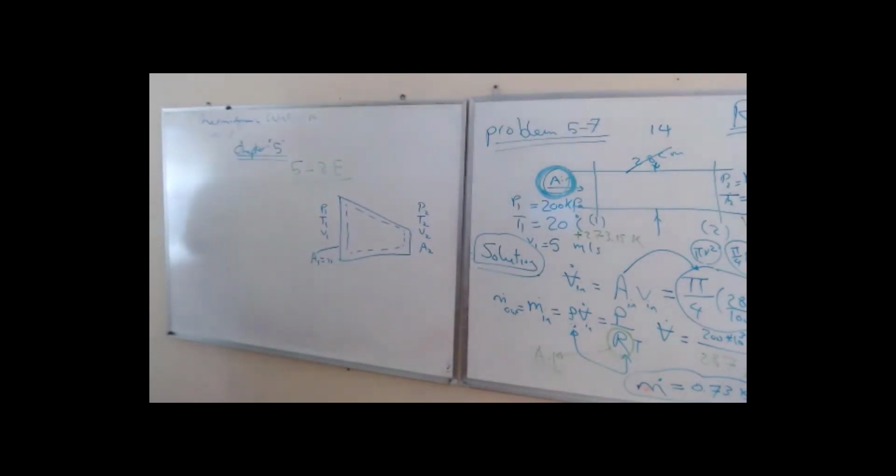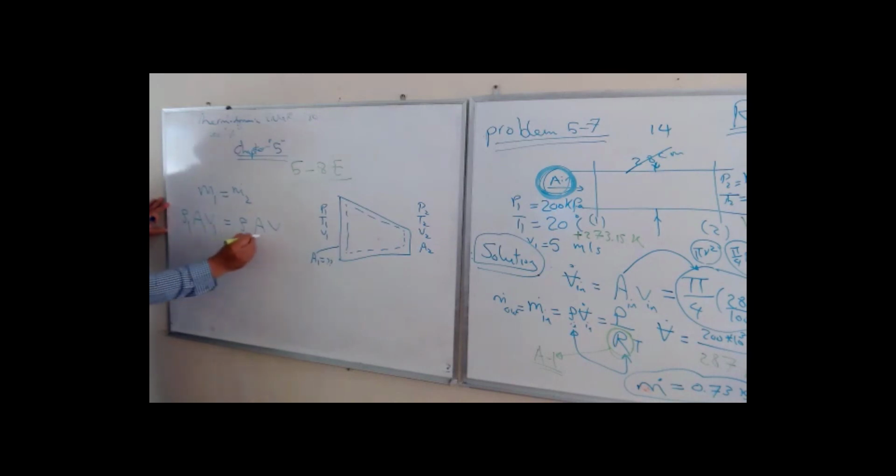Because m dot is constant, m dot 1 equals m dot 2. This is rho A V equals rho A V, 1, 1, 1 equals 2, 2, 2. Rho is P over RT. So A1 V1 times P over RT equals A2 V2 times P over RT. Actually, we don't want R. R is the same gas constant. So we have P1, yes. We have T1, yes. We have V1, yes.